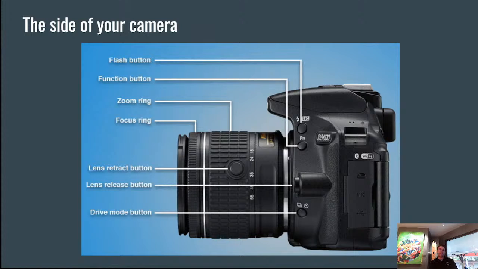Function button, or FN, you'll see that on cameras. That's a pre-settable button. You can really set that and do whatever you want with it. On my personal camera, I set it so whenever I touch the function button, it'll take me to my Bluetooth transmitter so I can send photos to my phone, which I know I just mentioned in the beginning isn't the best of ideas.